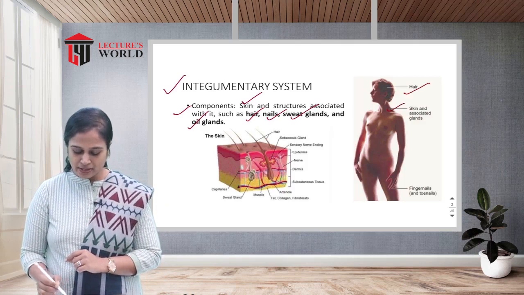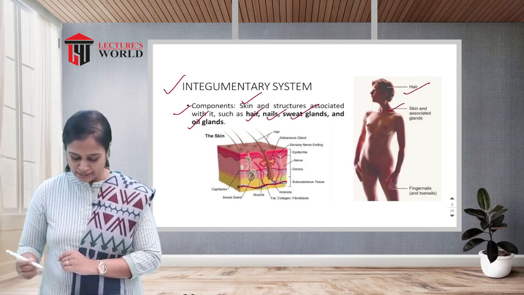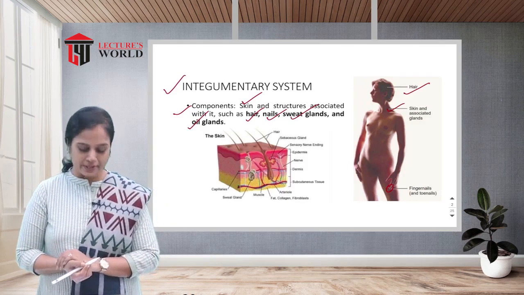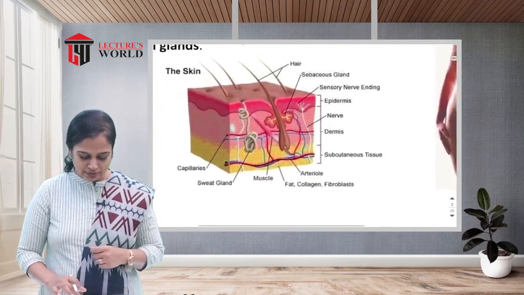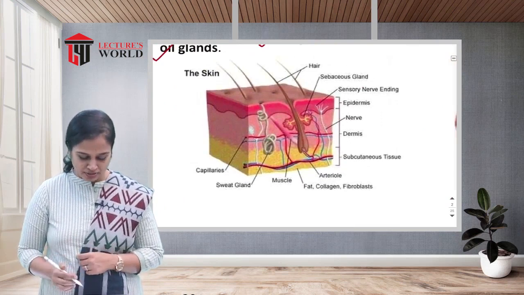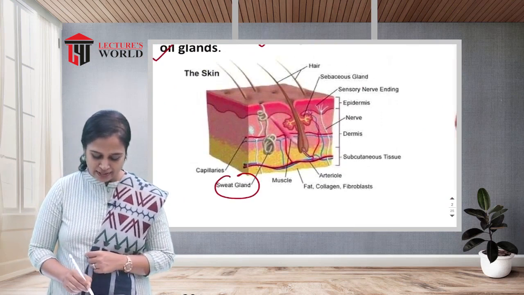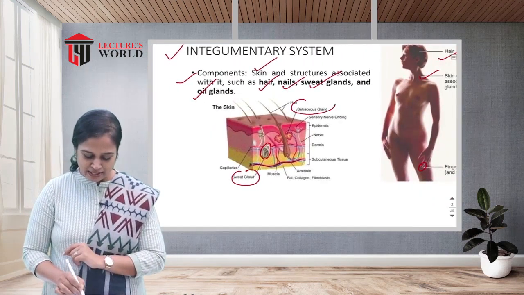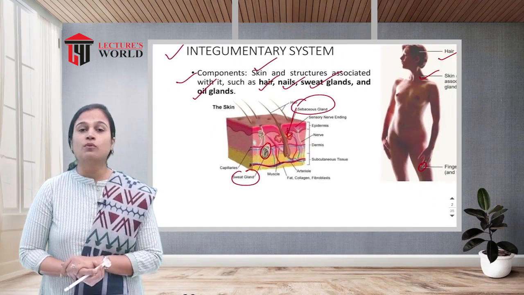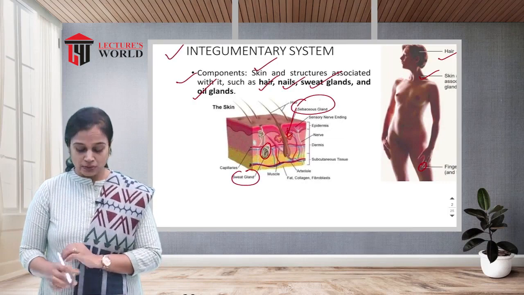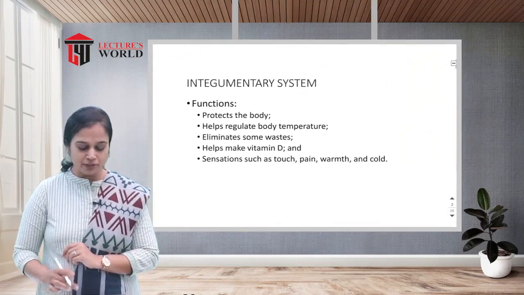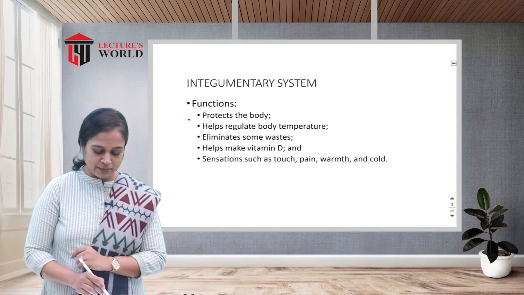Hairs, this is the skin, the entire body is covered with the skin, and the fingernails are also a part of the integumentary system. And in the skin there are different structures, as it has the sweat glands which produce the sweat. Then there is the sebaceous gland, which produces the oil. So these are the components of the integumentary system.